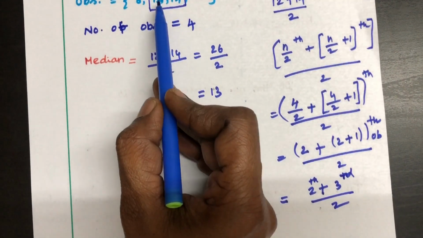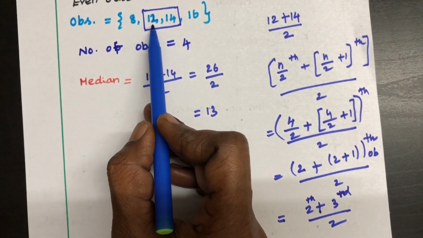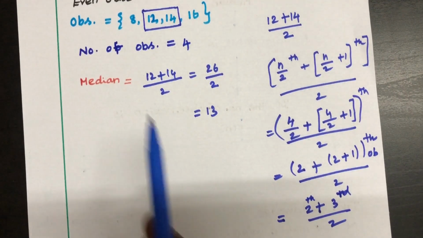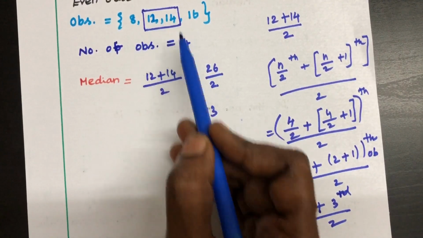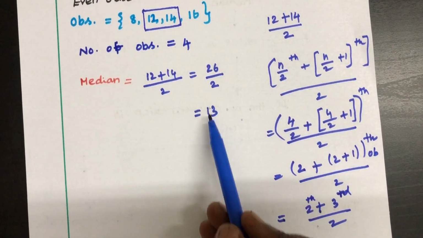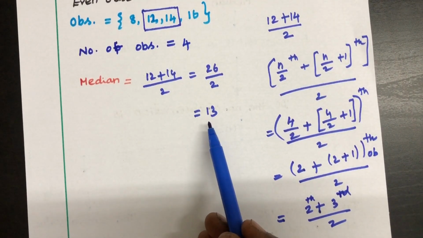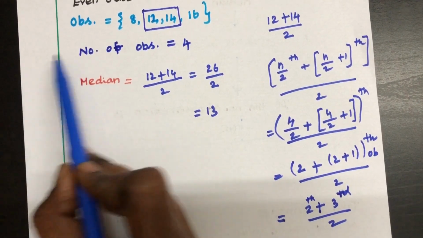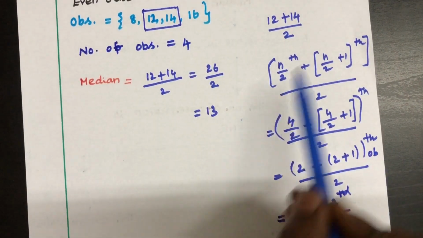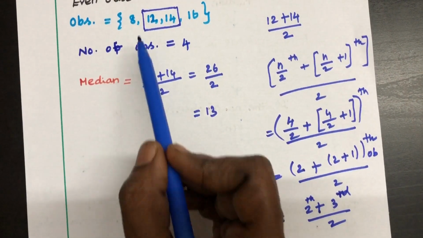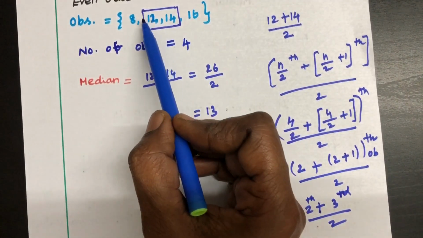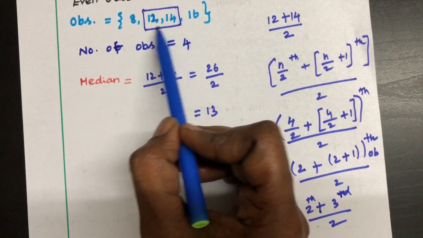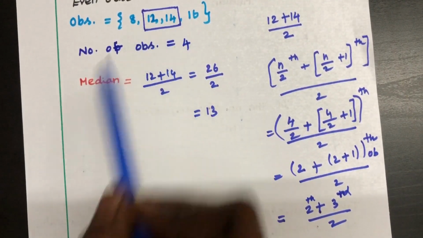Here, this is our second observation, and this is our third observation. So the addition of the second and third observations divided by 2 gives us the median for even observations. If the observations are big, use this formula to find it. If the observations are not big and it is easy, just take the average of the two middle numbers. That's all.